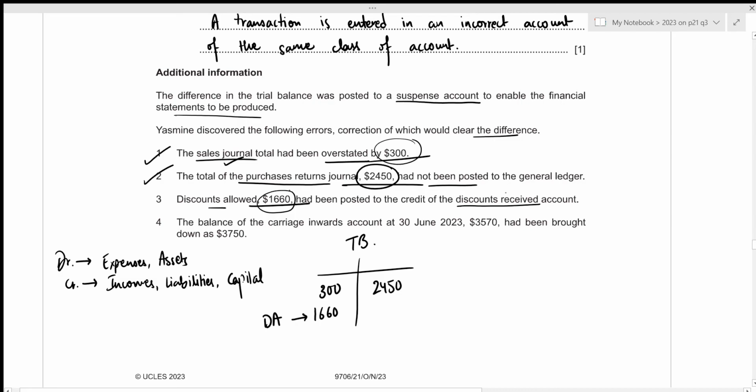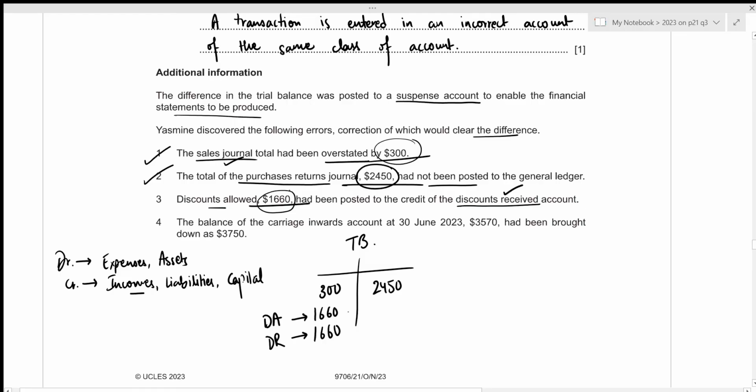Now we have another error as well. We need to remove the discounts received now. Remember, discounts received is our income. So previously 1660 had been entered on the credit side. Now in order to remove it, we just have to enter it on the opposite side. So that will be again 1660 on the debit side, and this time this will represent the discounts received amount.